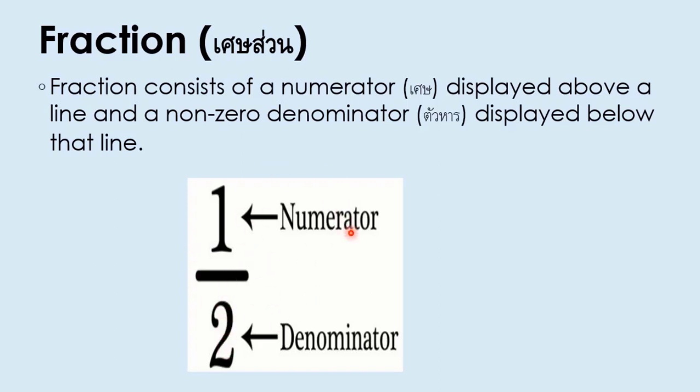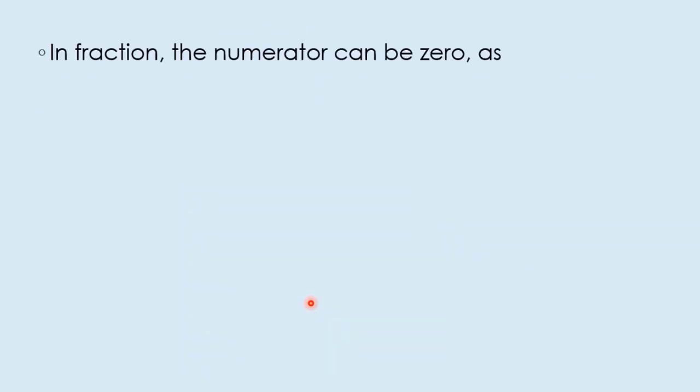Now here, what is the numerator? The numerator here is 1, that is also an integer, but this is not called an integer. As a whole it is called a fraction. Numerator, line and then denominator, this is what? Fraction. And in the denominator, which number is it? Denominator 2. Okay.